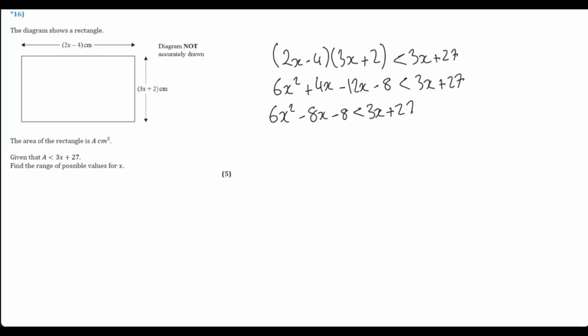The next line, I'm going to move the 3x and the 27 to the left-hand side. So this will become 6x squared minus 11x, then minus 8 minus 27 is minus 35, is less than 0. Okay, now I've already gone through the quadratic formula, but you will use the quadratic formula for this one. So again, I'm just going to write it out on here.